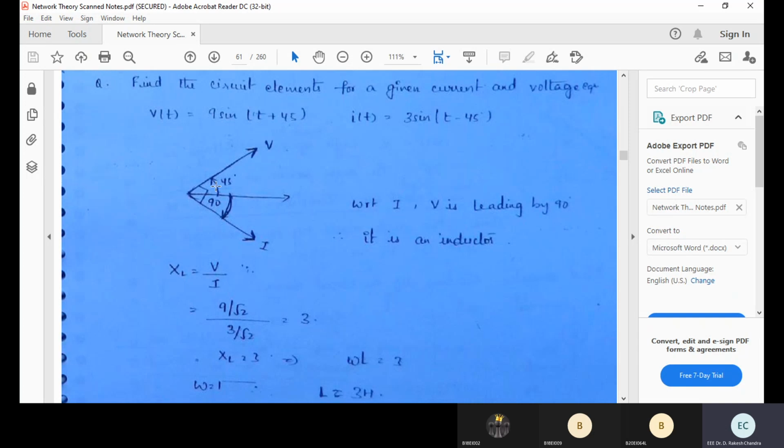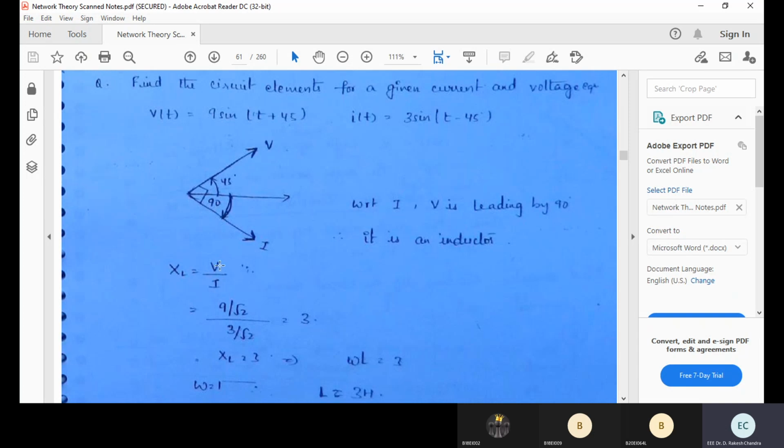When the current lags the voltage, otherwise voltage leads the current, then what is it? It must be an inductor. When the current lags the voltage, it has a lagging power factor. Lagging power factor means it is an inductor. Then in the inductor, what is XL? XL is equal to V by I. Your inductive reactance is like the resistance value: R is equal to V by I in the case of resistance, and in the case of inductance, XL is equal to V by I. Yes or no? Voltage by current.